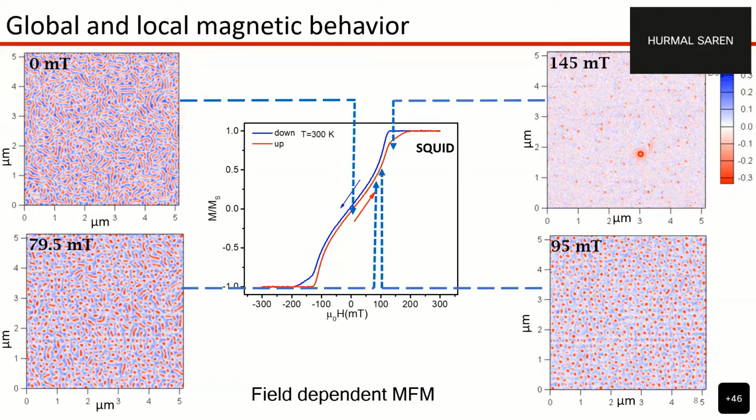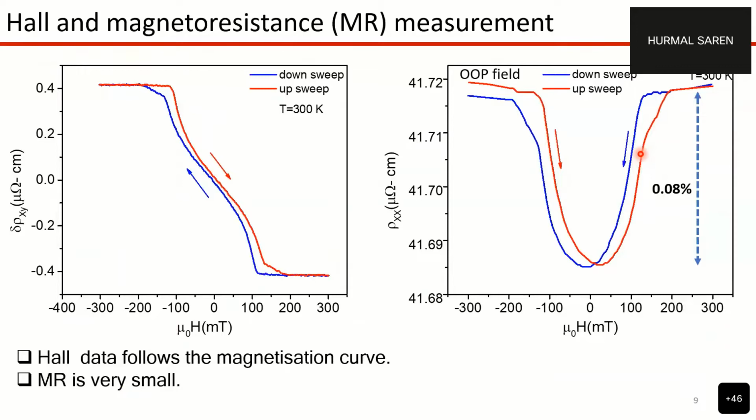So if we do the transport measurement, what are we expecting? To do that, we have done the Hall and magnetoresistance measurements. This magnetoresistance measurement is also in the presence of an out of plane magnetic field. This is the Hall measurement data. I have made it symmetric to extract the extra Hall component. You can see this exactly follows the magnetization curve.